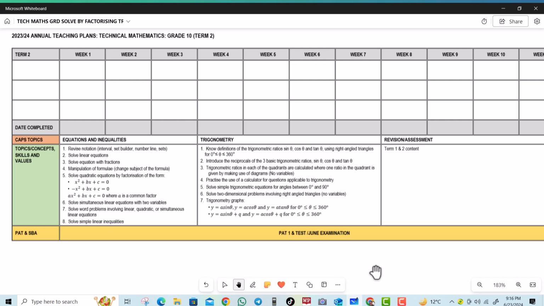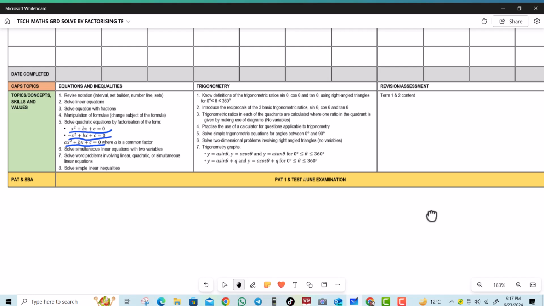Today we're looking at technical mathematics grade 10, and specifically this part here, that is solving quadratic equations by factorization of the form x squared plus bx plus c equals 0, negative x squared plus bx plus c equals 0, as well as ax squared plus bx plus c equals 0. Okay, now to start with, before you know how to solve equations, you must know how to factorize.